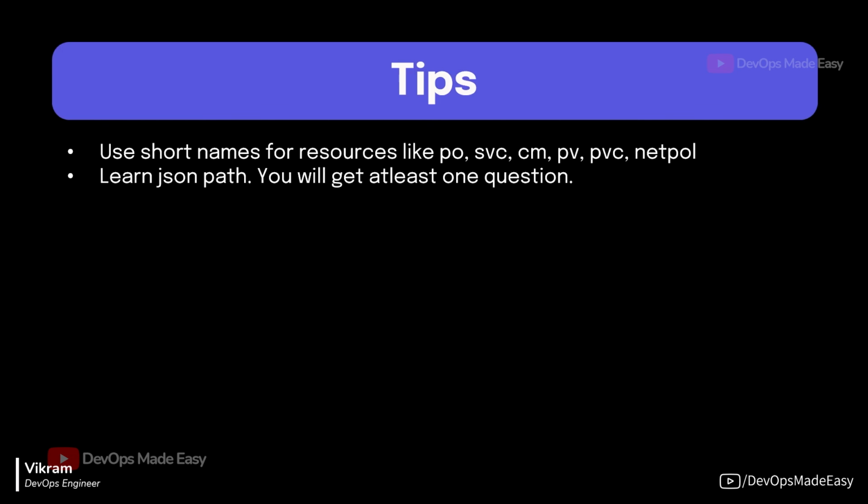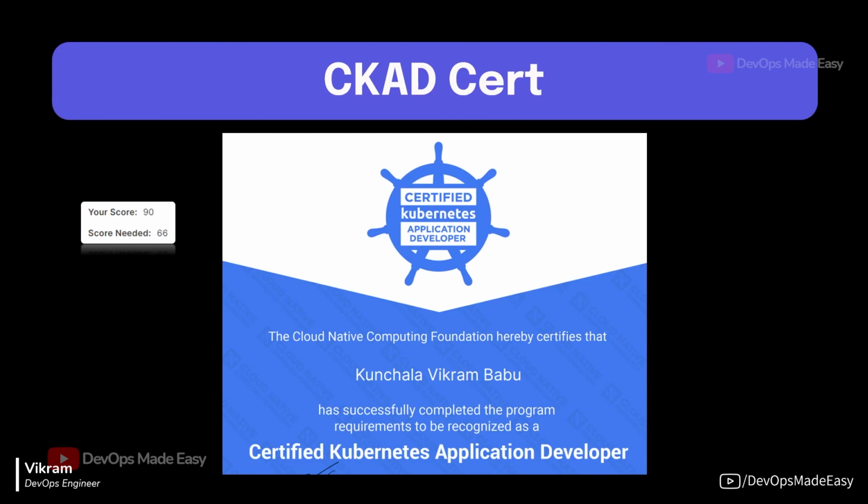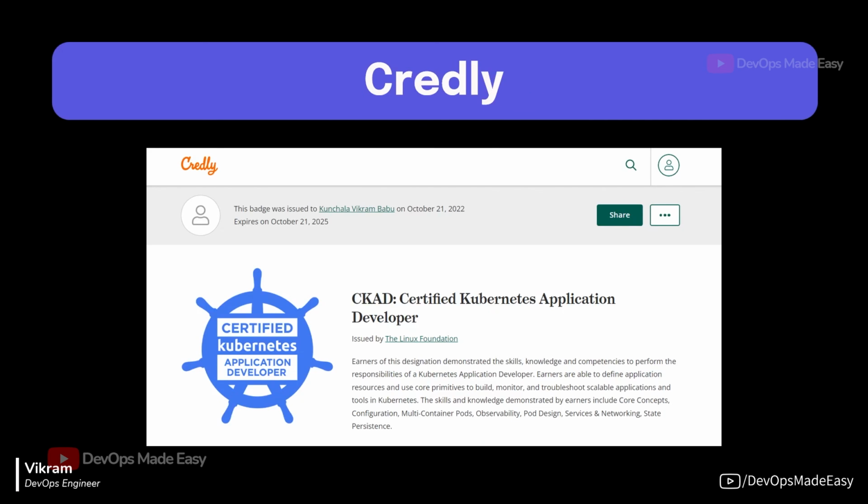And also learn JSONPath, because you'll get at least one question in the examination. And of course, JSONPath is very easy, it's not very complex. So always make sure that you have enough hands-on with JSONPath before attempting the exam. And coming to my CKAD, I got 90 and the passing score is only 66. And I gave this examination within 5 days of completing my CKA, because there is not much difference between CKA and CKAD, except for some topics in application management, like liveness probe, readiness probe, resources, etc.